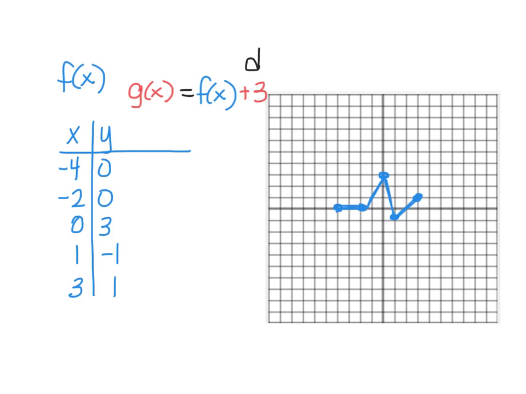So, what does that affect? That affects my y. This particular statement says g of x is going to be the original function plus 3. So here's my original function. What am I adding 3 to? Am I adding 3 to that number right here? Or am I adding 3 to g of x? I'm adding 3 to g of x. So if I add 3 here, I'm going to get 3, 3, 6, 2, 4. So I'm now going to plot those points: -4, 3, -2, 3, 0, 6, 1, 2, and 3, 4. And I'm going to connect them.